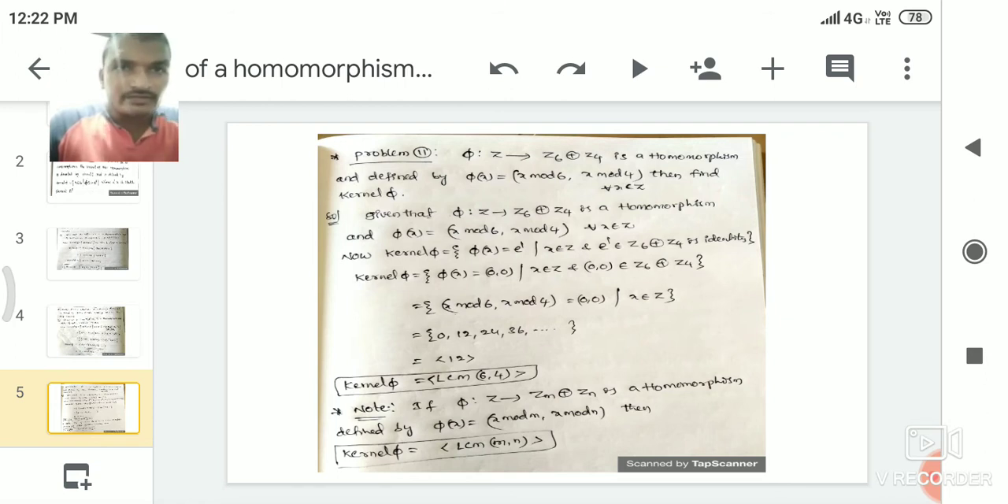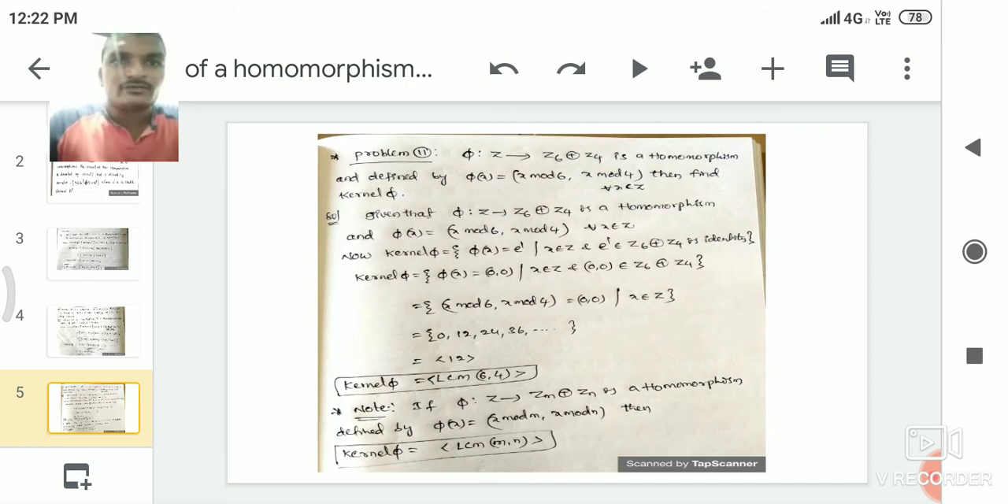So now kernel phi is equal to pi of x equal to e dash. E dash is the identity element in Z6 plus Z4. So in this group also the identity element is (0, 0). Why? Because Z6 plus Z4 is a group with respect to addition. With respect to addition, the identity element is 0. Here it is the direct sum Z6 plus Z4, that's why the identity element is equal to (0, 0). Here pi of x is defined as (x mod 6, x mod 4). So now we substitute x is equal to 0, 0 mod 6 is 0, 0 mod 4 is also 0. That's why here kernel pi contains 0.